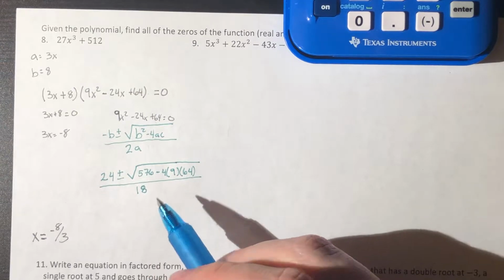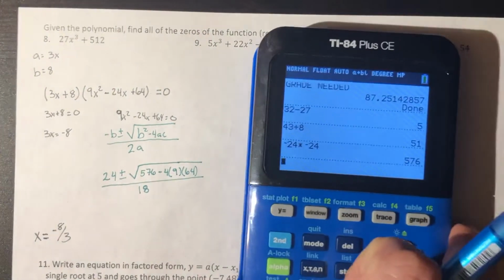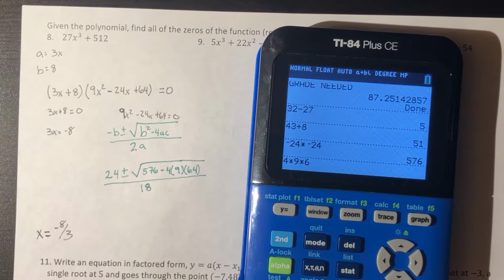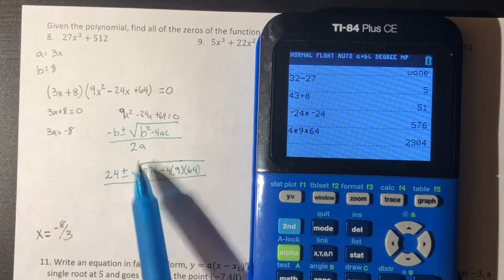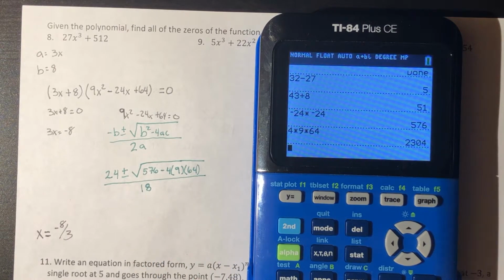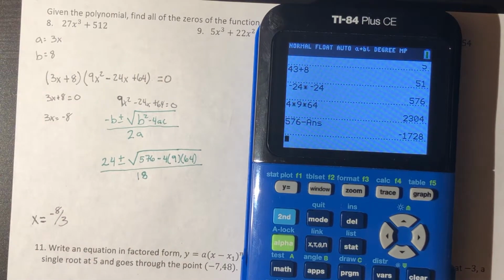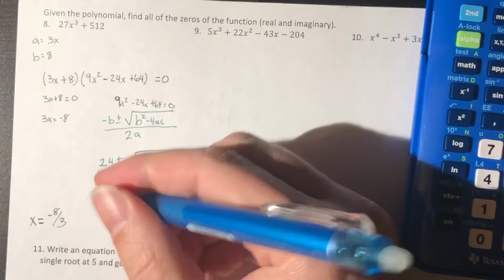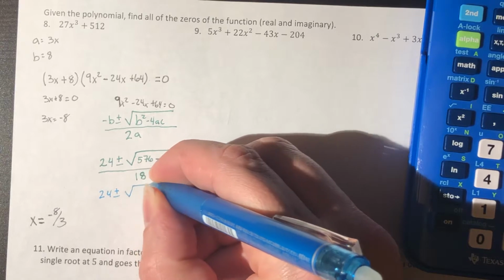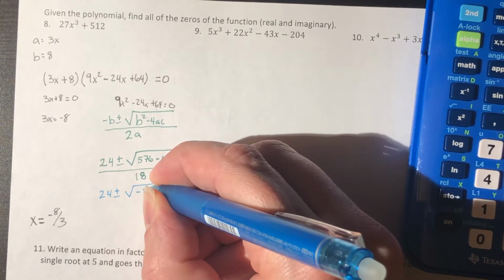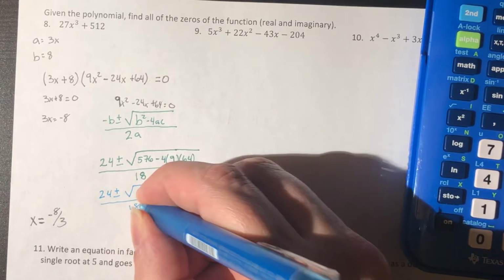Now I do need to simplify this, so I have 4 times 9 times 64, which is 2,304. So I have 576 minus 2,304, which gives me negative 1,728. I've got 24 plus or minus the square root of negative 1,728 all over 18.